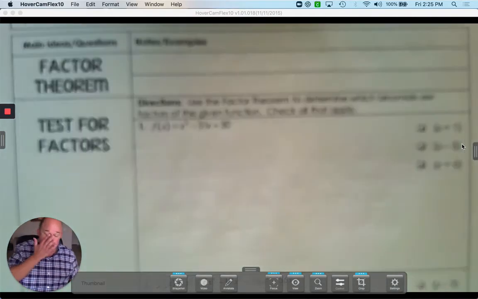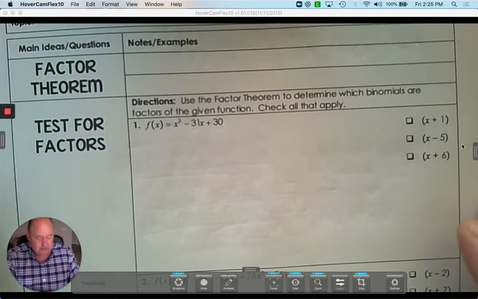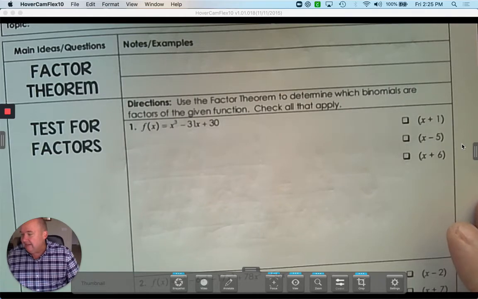Okay, that leads us to another theorem. So the remainder theorem was used for substitution. In fact, it was called synthetic substitution. That leads us to another really important theorem called the factor theorem.